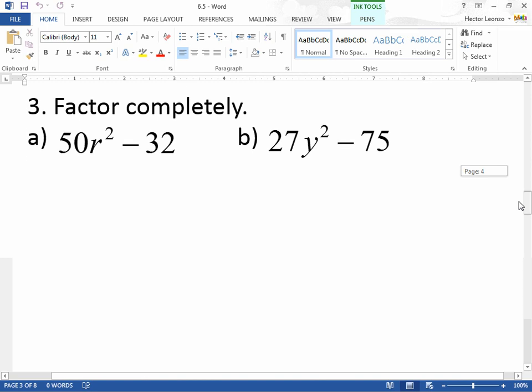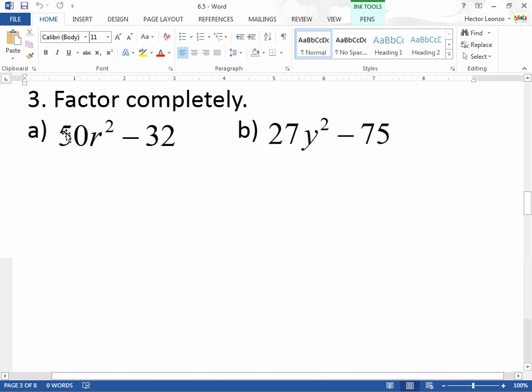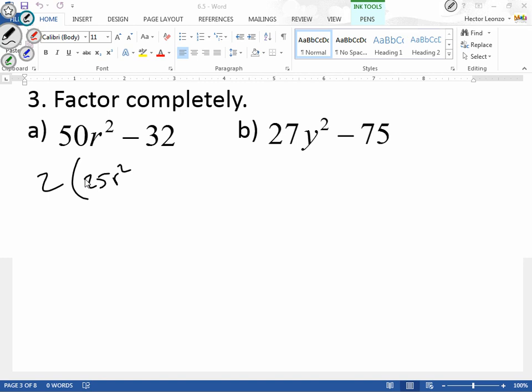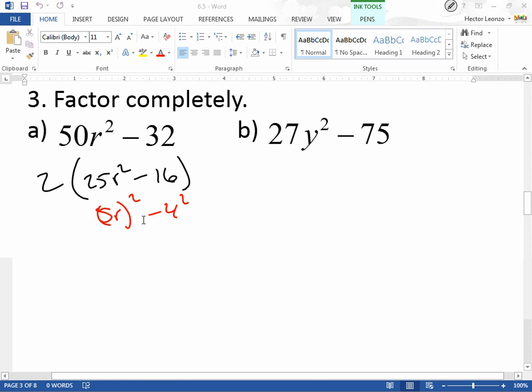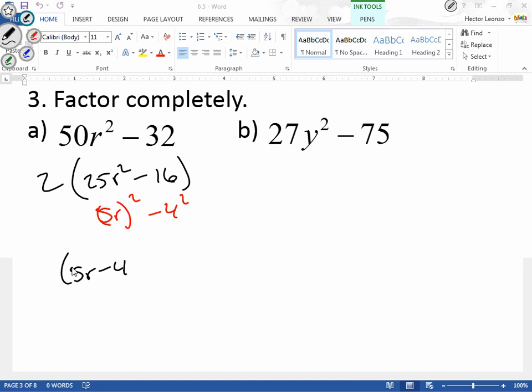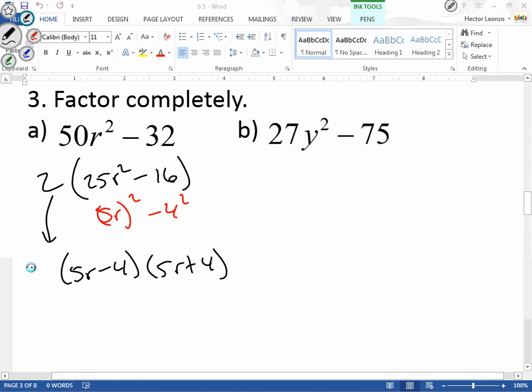Now, here, factor completely. I cannot think of a number that multiplied by itself equals 50, so it doesn't look like a square. However, I can factor a greatest common factor out of here. If I divide both of them by 2, if I factor out the 2, I'm going to have 25r squared minus 16. Now, that parentheses looks like 5r squared minus 4 squared, a difference of the squares. So the parentheses itself will give me 5r minus 4, 5r plus 4, and obviously don't forget the 2 on the front.